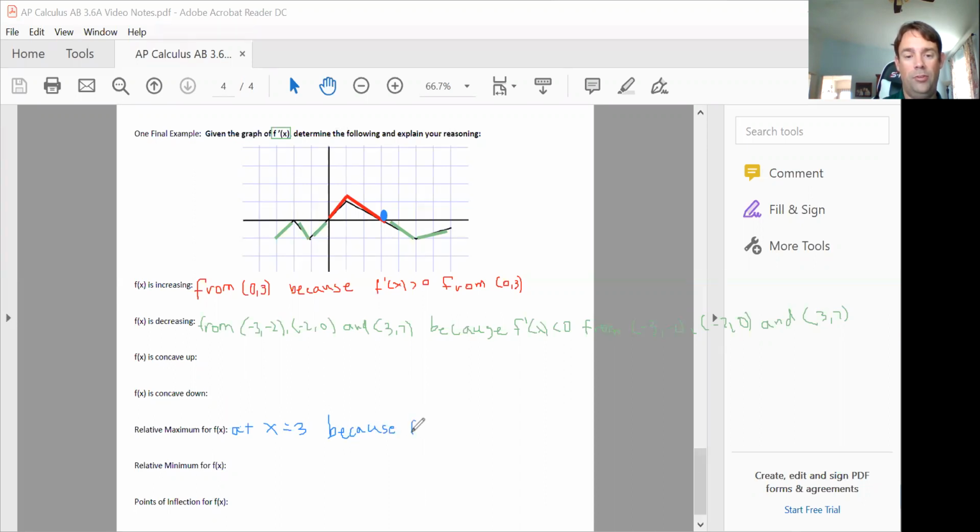f prime of x changes from greater than 0 to less than 0. So notice we're pretty much skipping the say what we're going to do part, and then doing the work, that's just on the graph. We're just pretty much saying what we found.